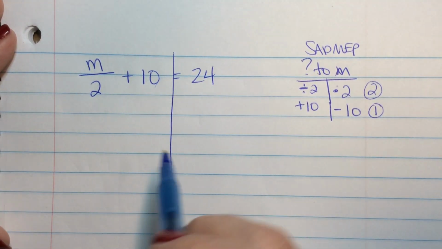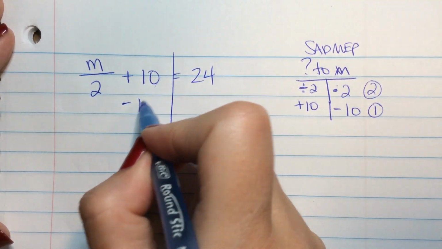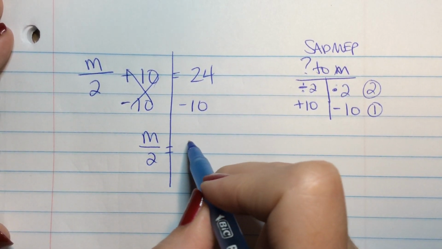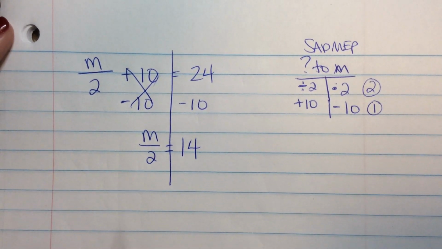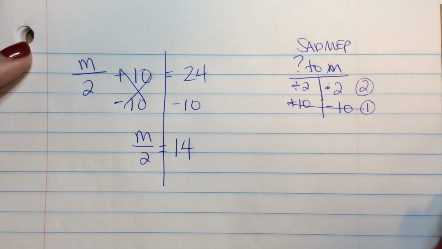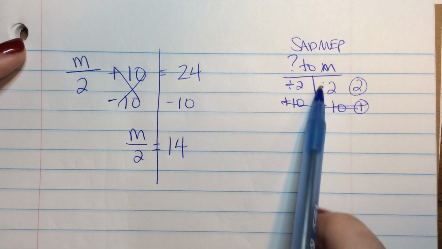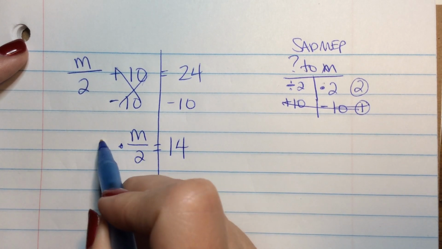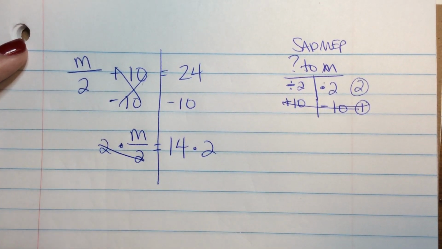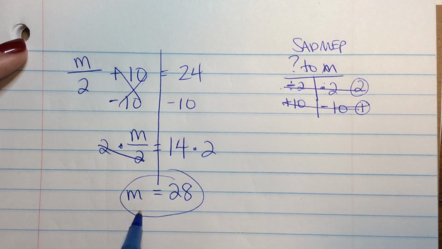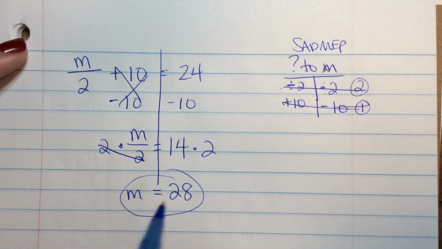So I'm going to draw my line. I subtract 10 from both sides. I got m divided by 2 equals 14. Okay, step 1 complete. We're done with that. Now I still have to do step 2, which is multiply by 2. So multiply by 2. These 2's will cancel. And I'll get that m equals 28. 14 times 2 is 28. And then step 2 is done. And I have my variable on one side and my number on the other.